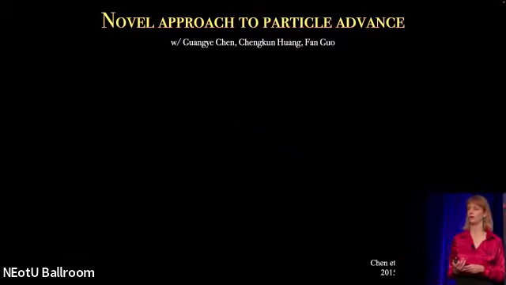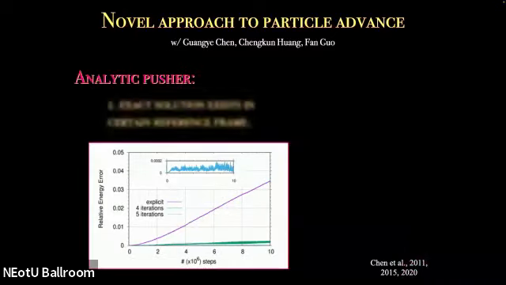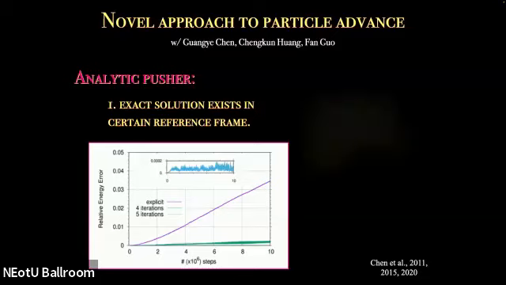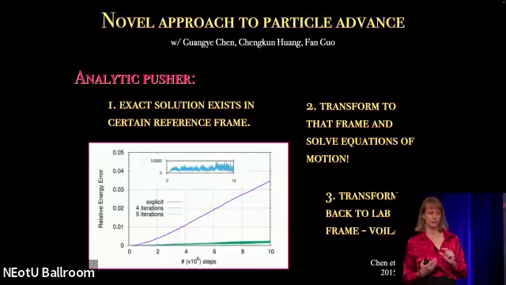So I want to tell you about an approach that we're developing, with my colleagues Guanjie Chen, Chen-Kun Huang, and Fan Guo at Los Alamos. As long as you're not in a vacuum, you can transform to a reference frame in any plasma simulation where an analytic solution exists. That frame is where the electric and magnetic fields are parallel. So we do that, and then we solve the equations of motion exactly analytically, and then we transform back to our lab frame. And what this does is allow us to take a much larger time step than what PIC simulations normally limit you to.